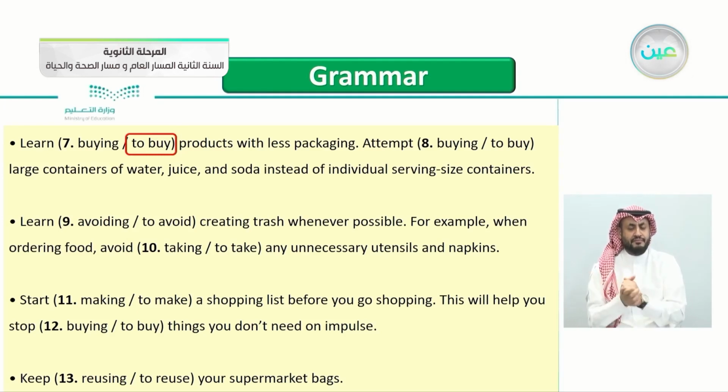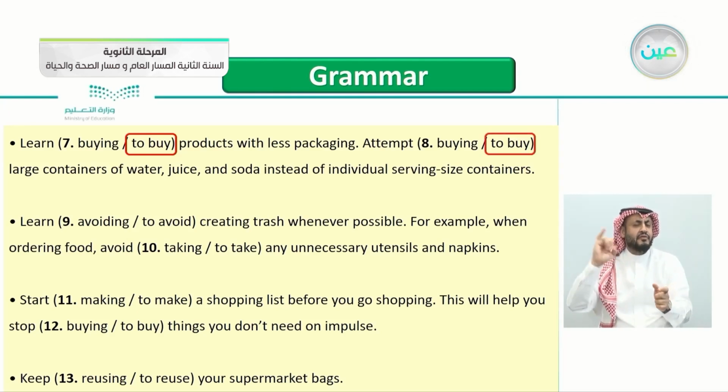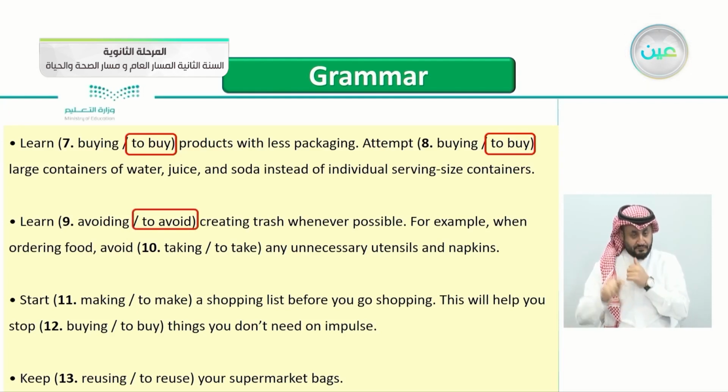Attempt buying or to buy large containers of water, juice, and soda instead of individual serving size containers. So the verb attempt, does it come before the gerund or the infinitive? It comes, of course, before the infinitive. Number 9 here, learn avoiding or learn to avoid creating trash whenever possible. So, learn to avoid creating trash whenever possible.